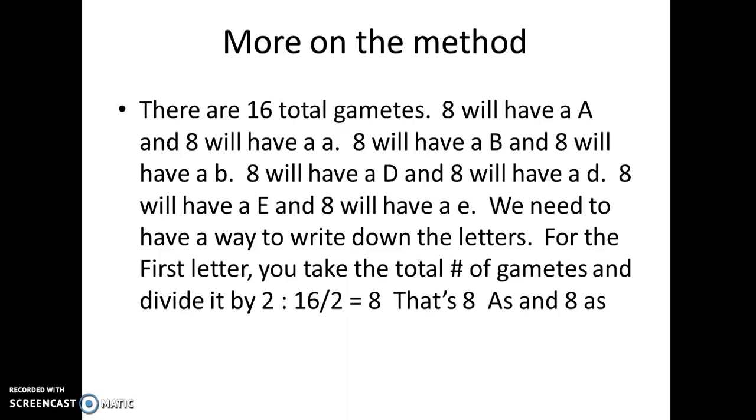So you take the total number of gametes, which is 16, and divide it by 2, and that's for the first letter or the first gene. So you're going to write down 8 big A's and 8 little A's. Right in a row. 8 big A's, write them down. 8 big A's, 8 little A's. 2 different columns.